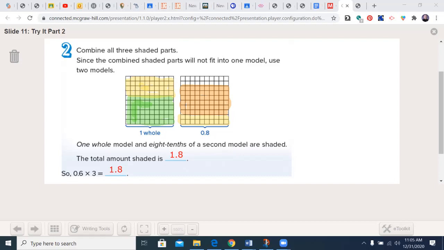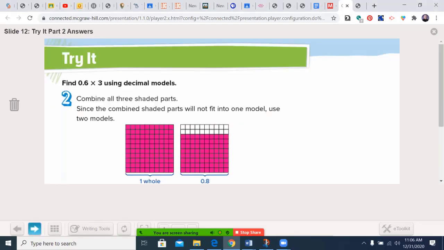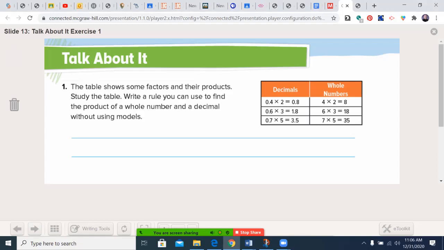Give it another 10 seconds here. We're going to do the talk about it next. Still on this page. So we're just going to discuss this. You don't have to write it down, although you're more than welcome to.